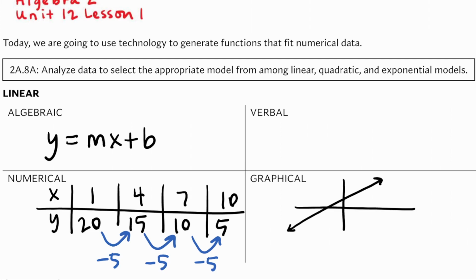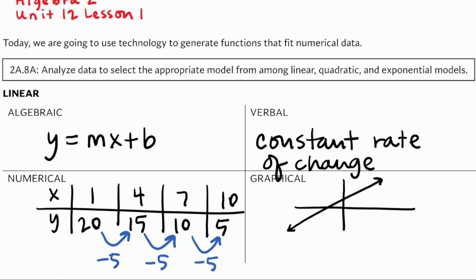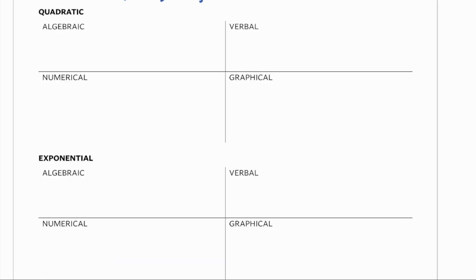We're seeing that same number that we're subtracting or adding each time. And verbally, how would I describe this? I might say that a linear function has a constant rate of change. And by rate of change, I don't exactly mean those negative 5s, but those numbers that we're seeing are in some way depicting the rate at which y is changing with respect to x.